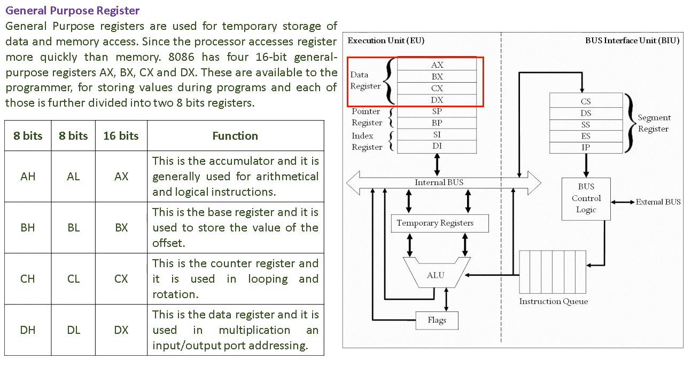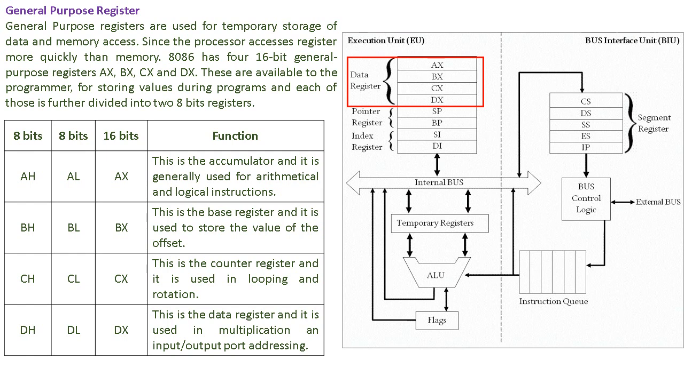In the next row we have BH, that is B higher order, and BL, that is B lower order, together known as BX. This BX is a 16-bit register, further divided into two 8-bit registers, BH, B higher order, and BL, B lower order. This is the base register, and it is used to store the value of the offset.